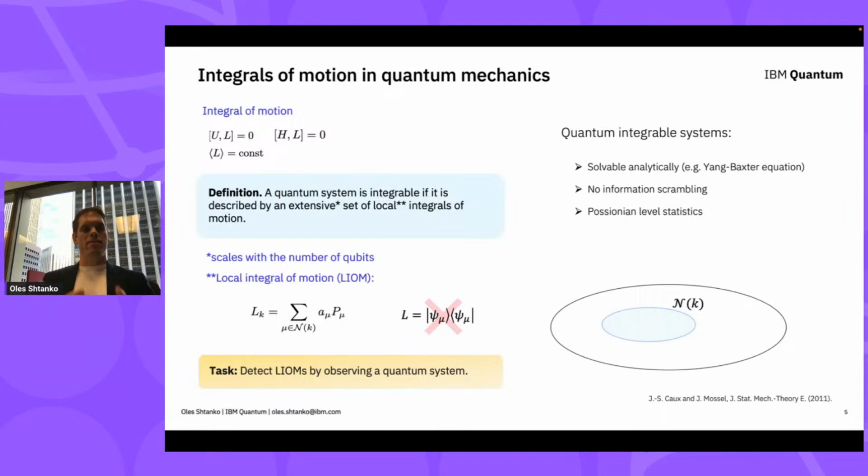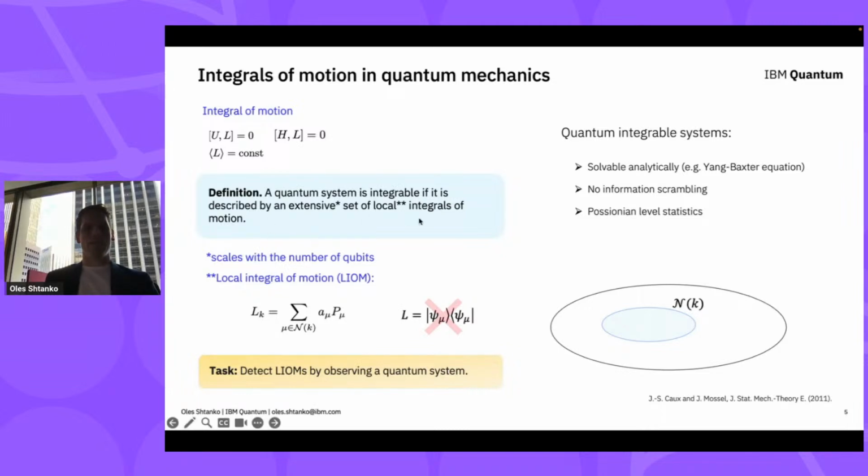In particular, you can define what we call integrals of motion, which in quantum mechanics are not quantities, not numbers, but operators, which do commute with the Hamiltonian of your system, or, if your system is more general, like a circuit, they commute with the unitary of your system. What this means is that essentially the expectation values of the operator remain constant, and you can use them to solve problems. And a quantum system is called integrable when it has an extensive set of local integrals of motion.